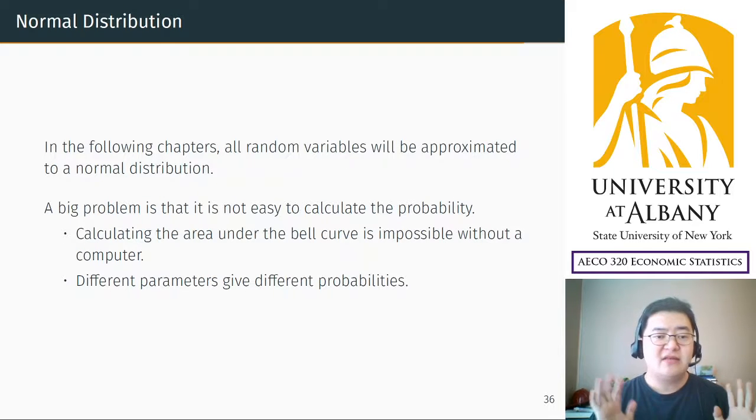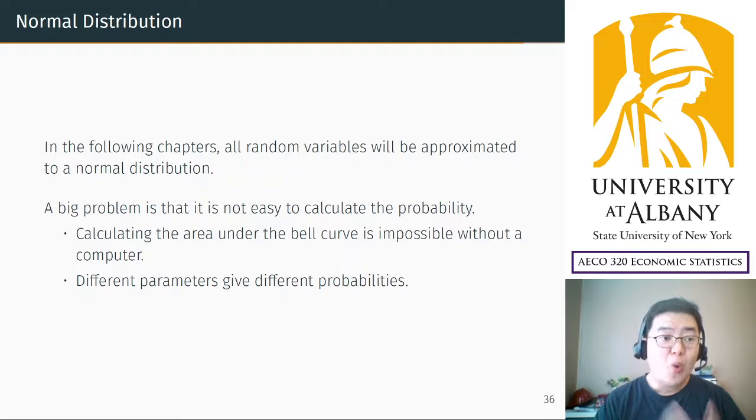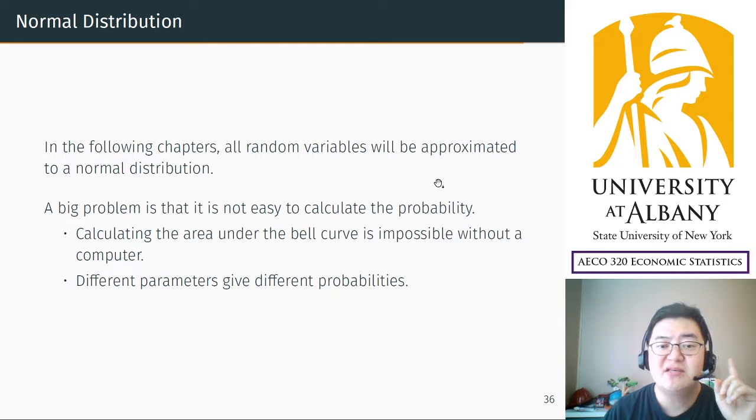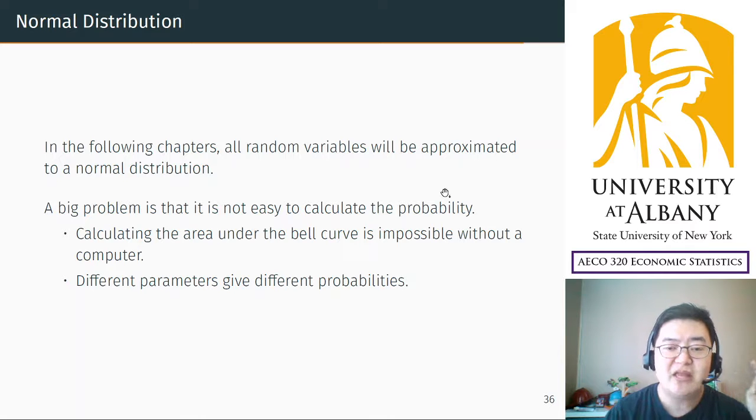And as I said, in the following chapters, all you need is a normal distribution. All random variables will be approximated to a normal distribution. But even though it has many nice properties, one big problem is it is not easy to calculate the probability. The probability formula is so complicated, so I don't tell you. And even if you know the density function, you cannot integrate it by hand.